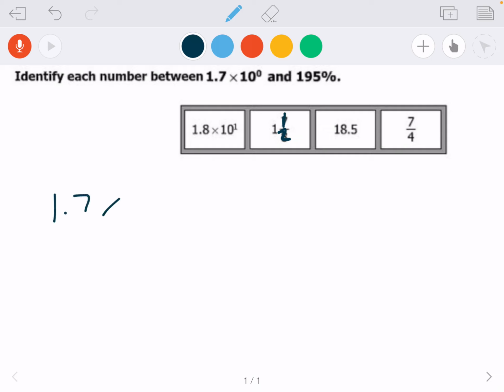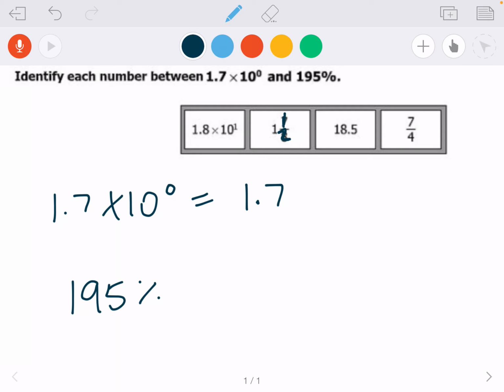So 1.7 times 10 to the 0 power and 195%. When we're comparing and ordering numbers, these numbers are going to come in all shapes and sizes: scientific notation, percents, fractions. The easiest way to do this is to turn everything into a decimal. So 1.7 times 10 to the 0 power. This is scientific notation, but 10 to the 0 power means we're not moving that decimal point at all. So 1.7 times 10 to the 0 power is actually just 1.7.